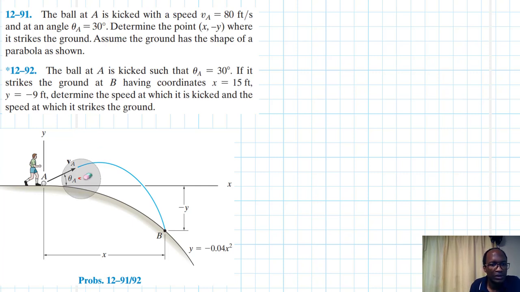So theta A is equal to 30 degrees for both cases. Let's remind ourselves of the fundamental equations that we're going to be using.